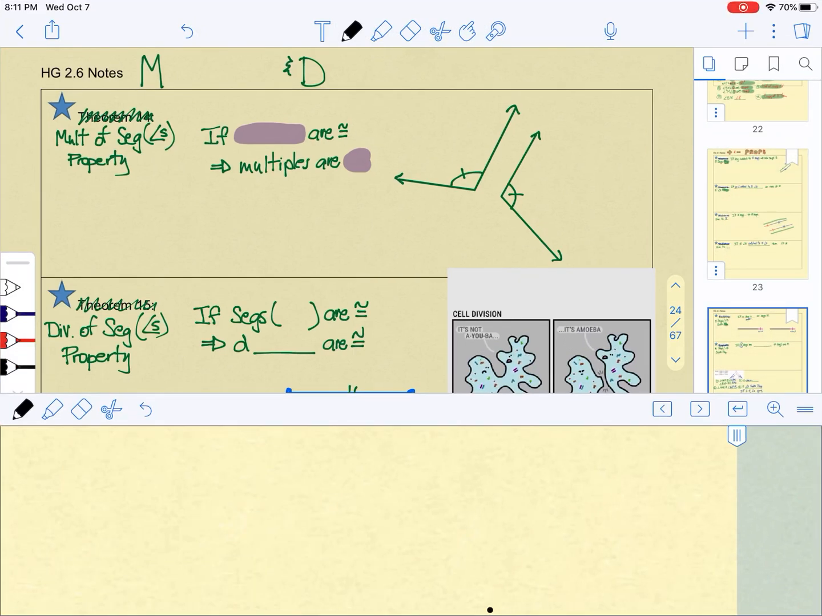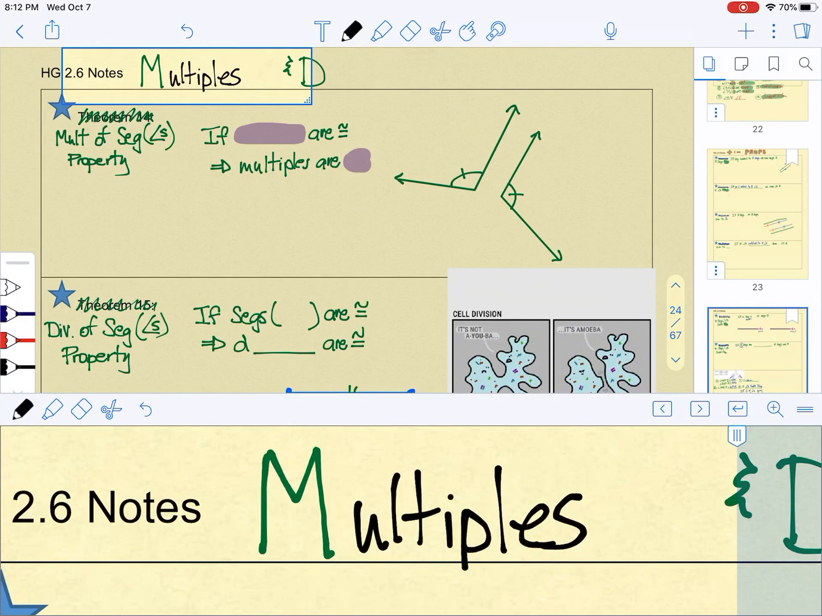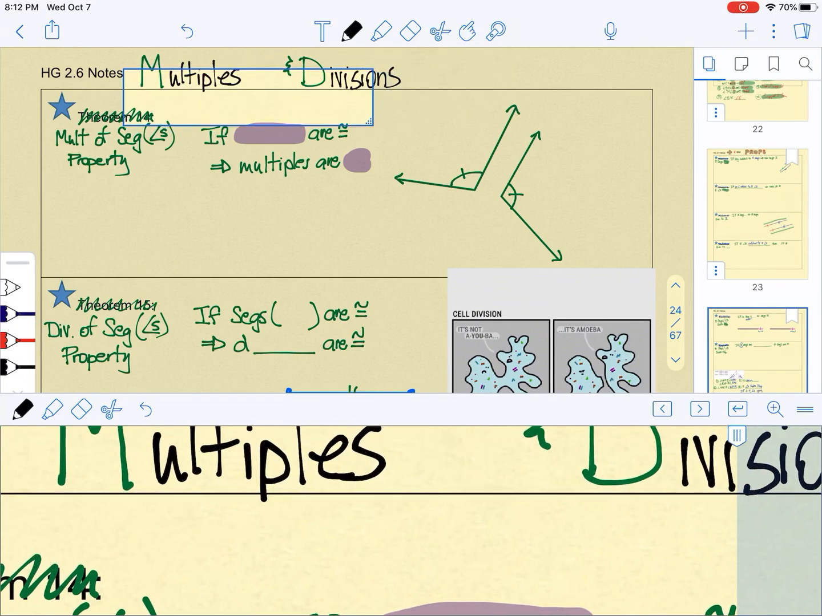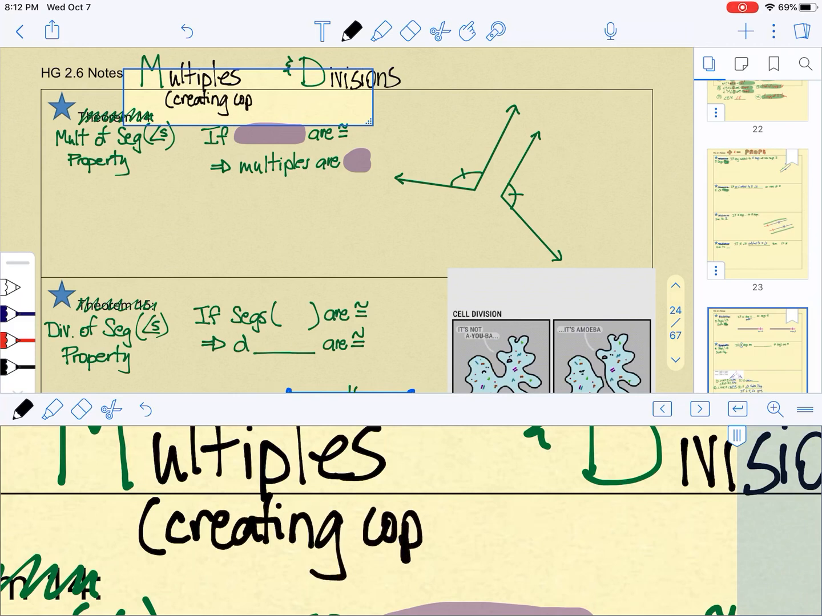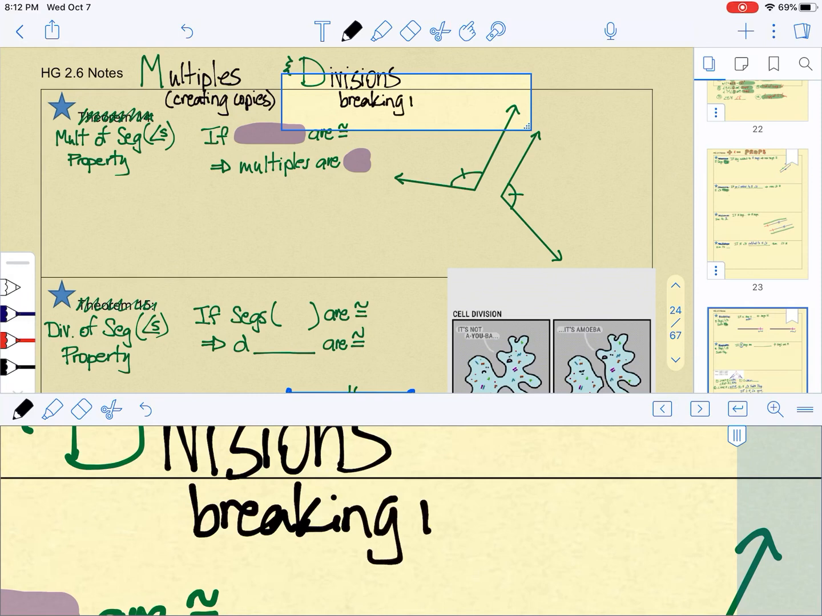All right, here we go. This is lesson 2.6. We are covering multiples, not to be confused with multiplying, and divisions. So here, think about this as creating copies. And this is breaking into parts.